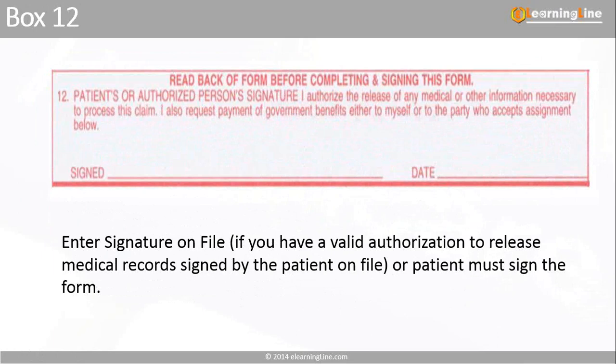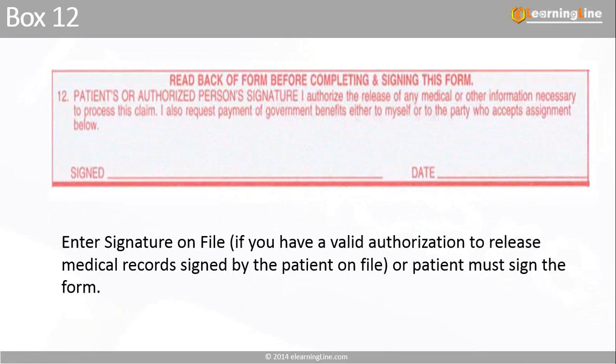Now it says, this is moreover a kind of authorization: you are signing it and accepting that whatever piece of information you have provided is correct. Now let's read back the form before completing and signing it. Patient's or authorized person's signature: I authorize the release of any medical or other information necessary to process this claim. I also request payment of government benefits either to myself or to the party who accepts assignment below.